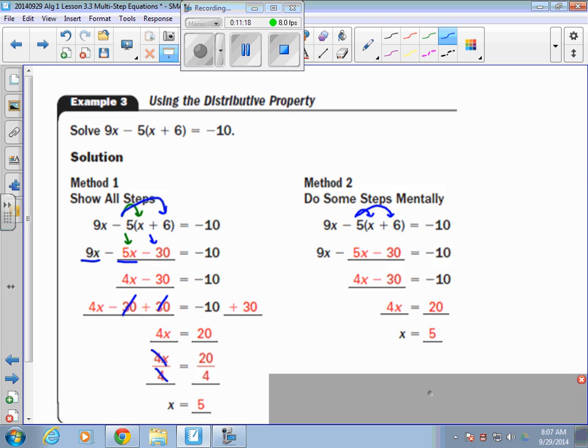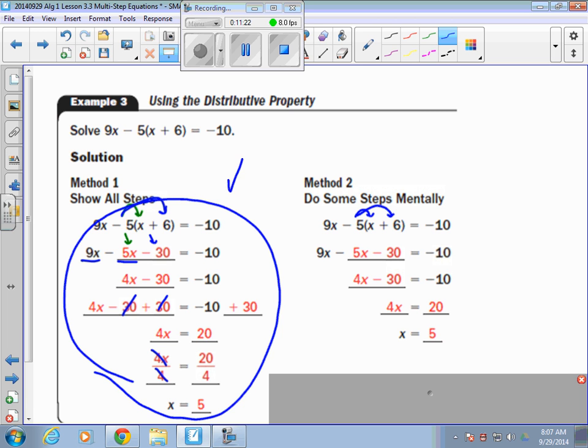So again, if this is hard after you do a bunch of examples, do it this way. This is the method you want to do it. Show all the steps. Even though it's tedious, even though it takes you longer, you'll be less likely to make a mistake. Then once you start to get better at it, you progress to the second method.